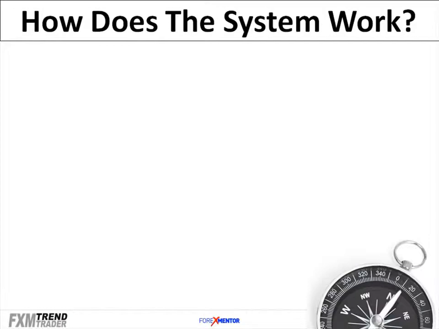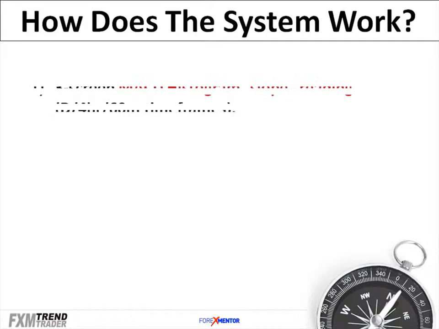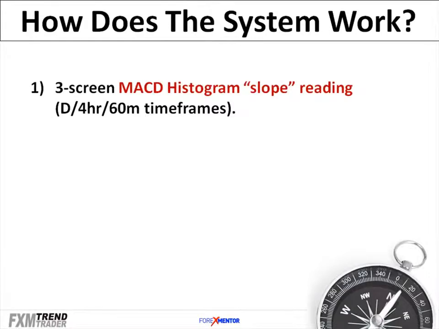Well, I could go on and on for hours, and in our foundation course, which is available in our members area, I do. But for now, we can summarize it very succinctly by stating that we need a 3-screen MACD histogram slope reading to confirm a strong trend reading, and we find that on the daily, 4-hour, 60-minute time frames.